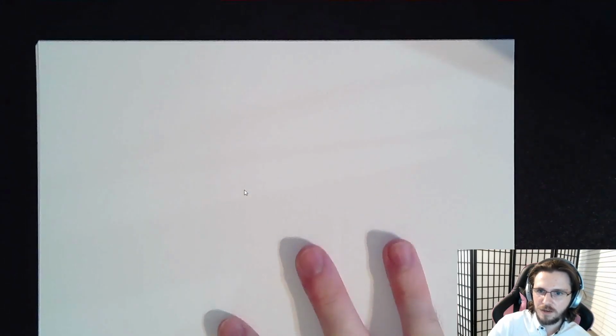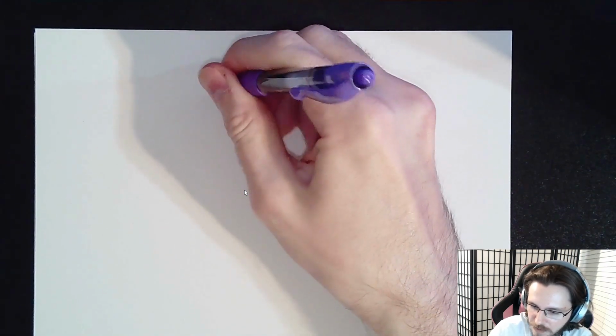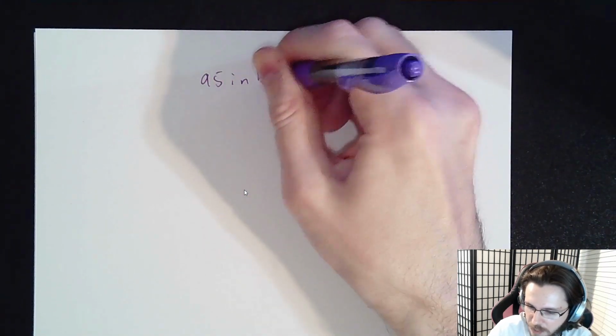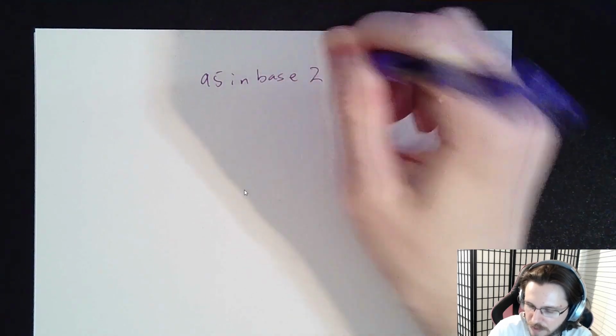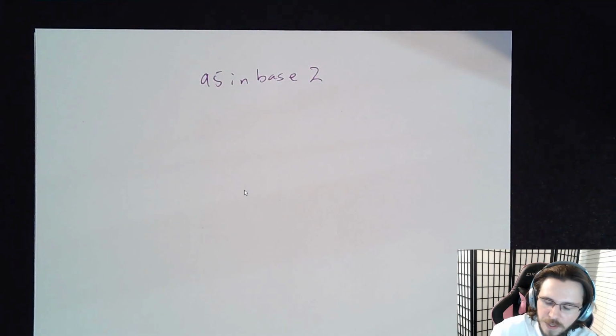We're going to have one more question go in one way, and then we'll go the other direction after that. So let's say we want to write the number, how about 95, in base 2. Let's repeat this process again.